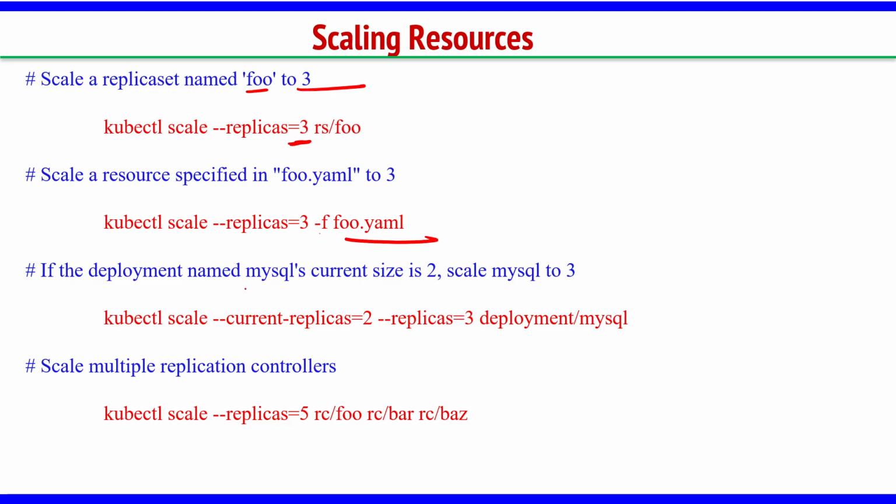If the deployment named MySQL has a current size of 2 and you want to scale MySQL to 3, then kubectl scale --current-replicas=2 --replicas=3, and this is the file, right. And for multiple replication controllers, if you want to replicate many things, then scale --replicas=5, and whatever you want to scale you can mention here. So, this will help in scaling the resources, basically creating multiple instances, so that we can access the files.